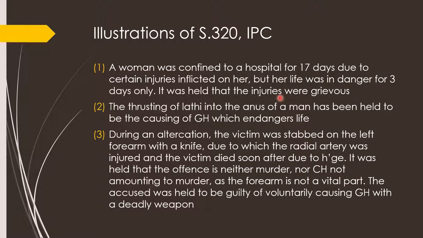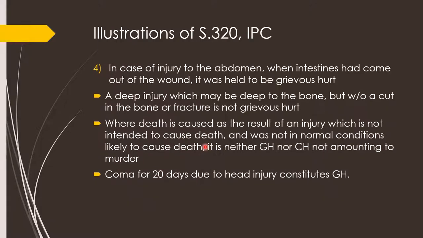Then during a fight, the victim was stabbed on the left forearm with a knife, due to which the radial artery was injured and the victim died soon after due to hemorrhage. And the court held that the offense is neither murder nor culpable homicide not amounting to murder, because the forearm is not a vital part, and the accused was held to be guilty of voluntarily causing grievous hurt with a deadly weapon. So the circumstance explains this case.